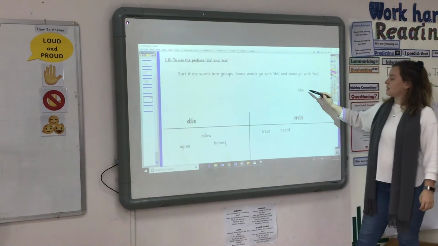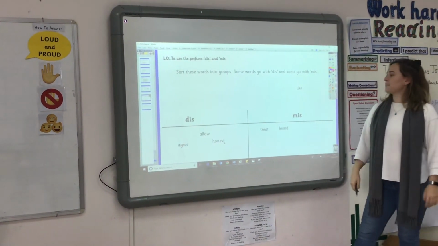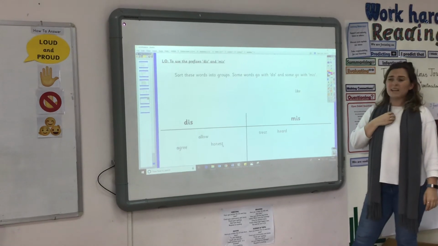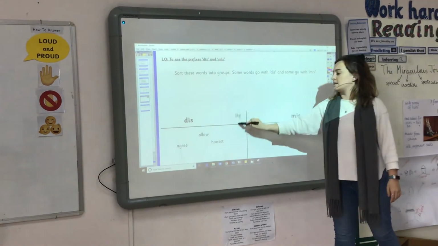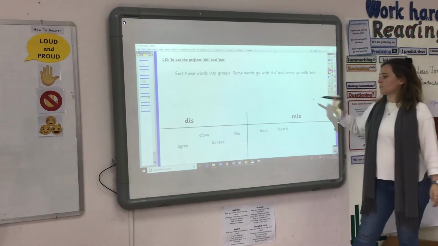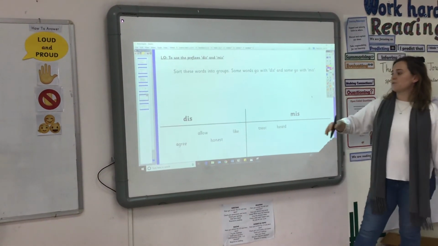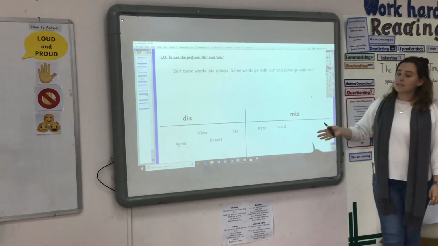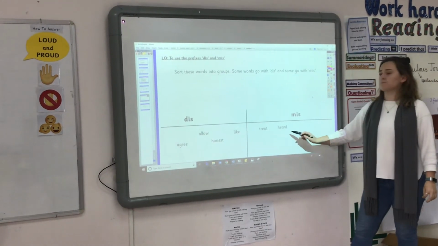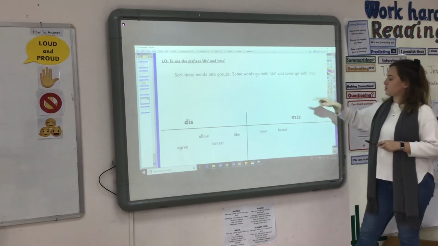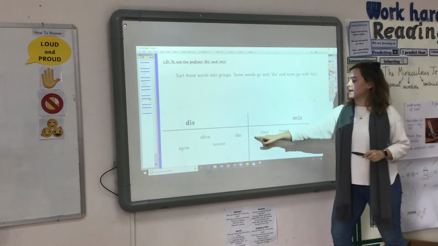And like, you know what like means. But if you really, really don't like something, we can say we dislike it. Okay? So disagree, disallow, dishonest, dislike, mistreat, and misheard. And as I said, you put the prefix at the beginning of that root word.